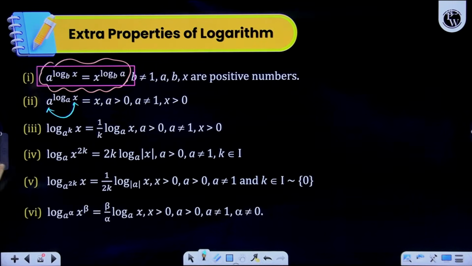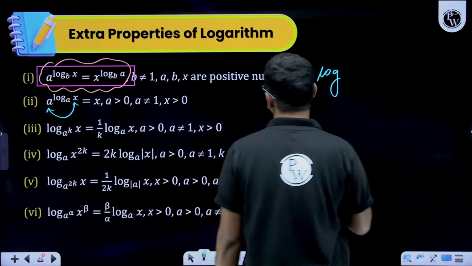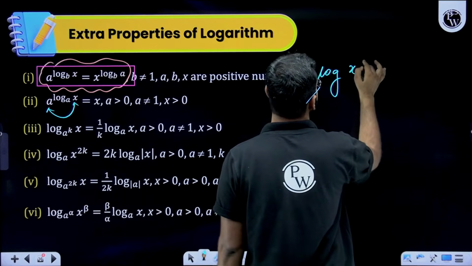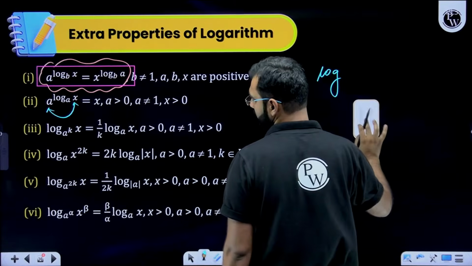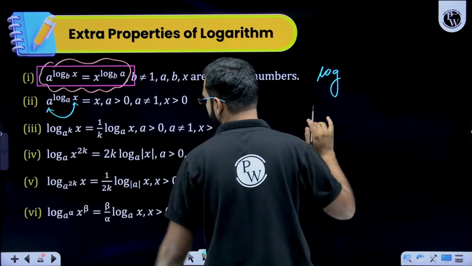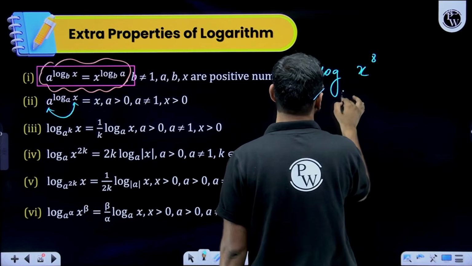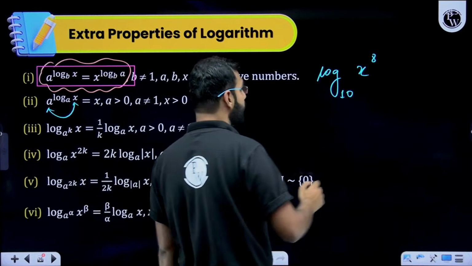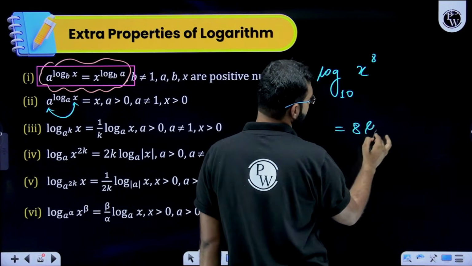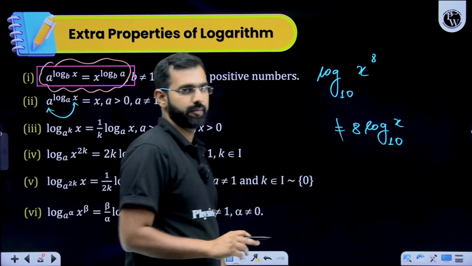Here there is another case where students commit a lot of mistakes. Let's say it is log of x to the power 8 at base 10. I'm trying to create this property, I'm trying to make you understand. So if I now wish to bring this 8 to the front, you can, which will be 8 log x base 10, but it is unfortunately false.